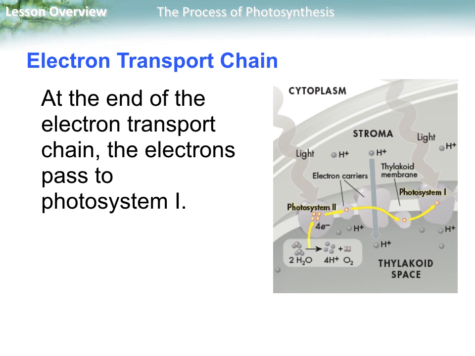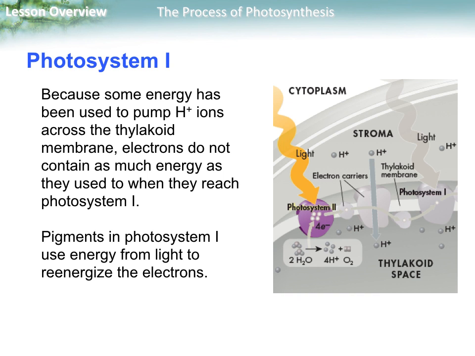At the end of the electron transport chain, the electrons pass to photosystem 1. So they start off in photosystem 2, they're carried through electron carriers to photosystem 1. Because some energy has been used to pump hydrogen ions across the thylakoid membrane, electrons do not contain as much energy as they did at the beginning. So here in photosystem 1, you again have light energy, just like you did in photosystem 2, that's going to give the electrons back the energy that they lost in pumping the hydrogen inside the thylakoid space.